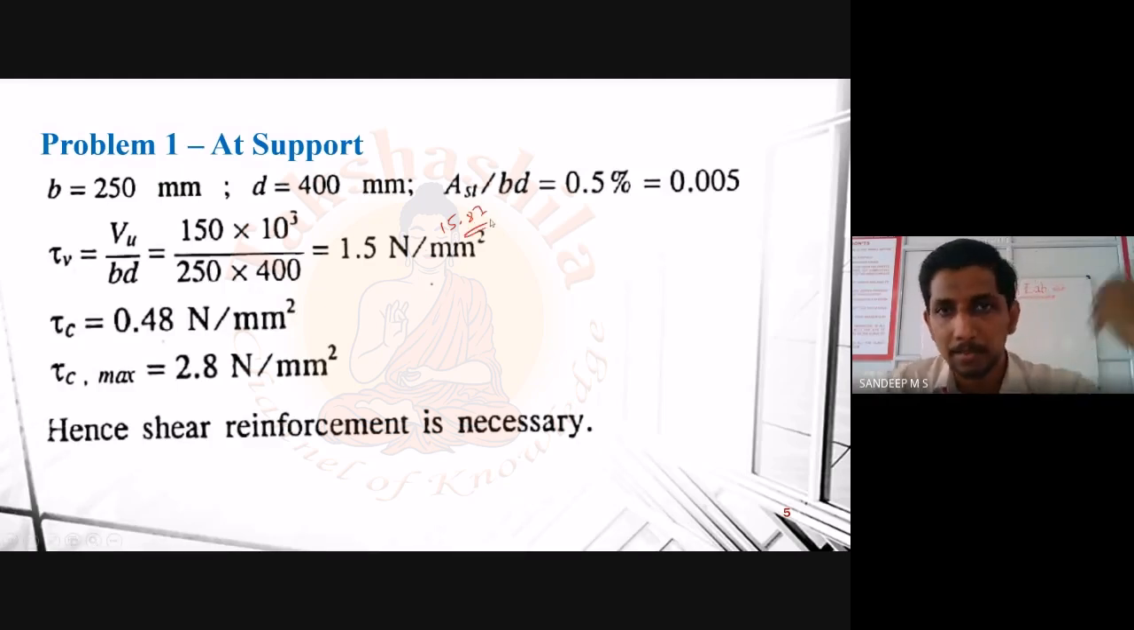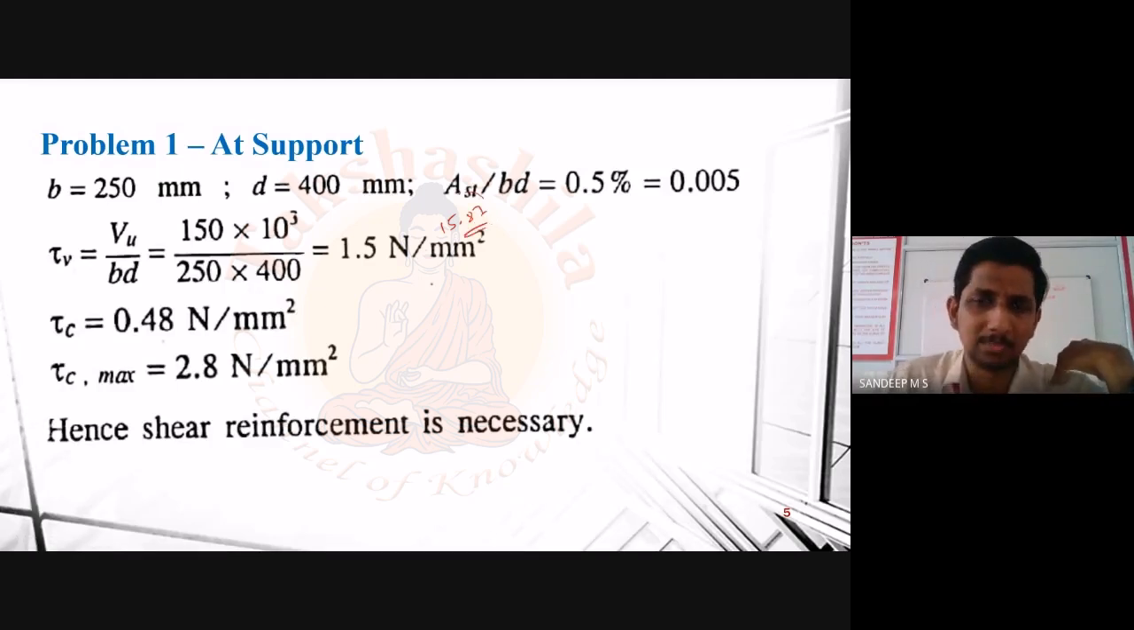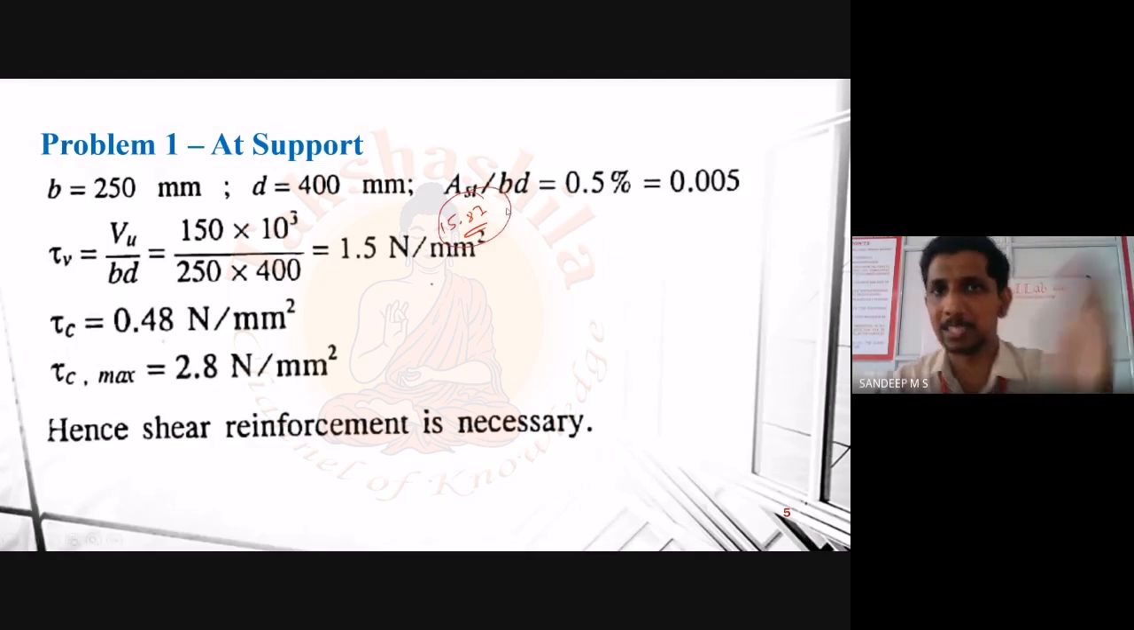They will directly take this value and proceed. So please apply your common sense. When you see such values, you have to understand that there is some mistake. So please try to look into that.